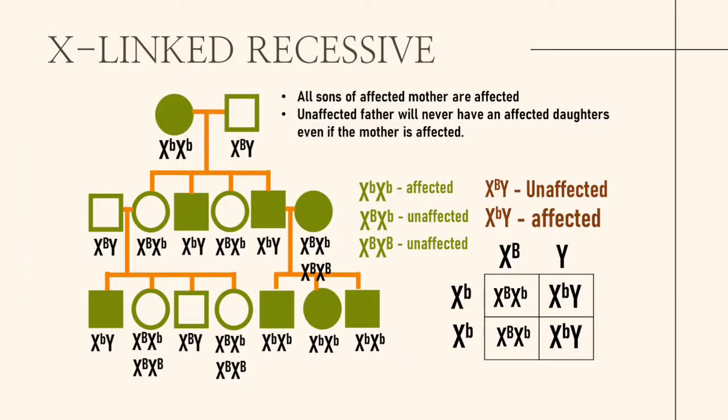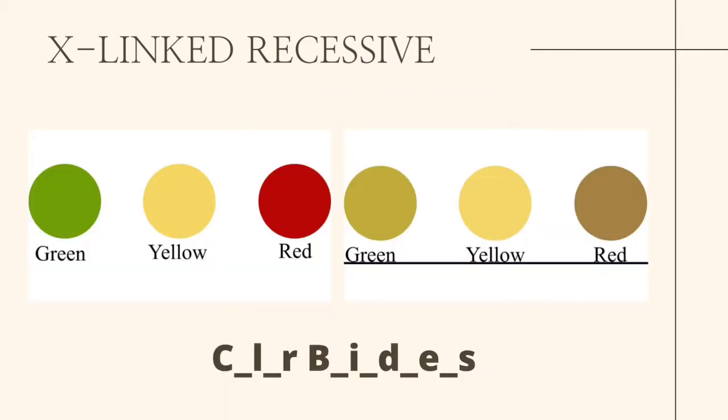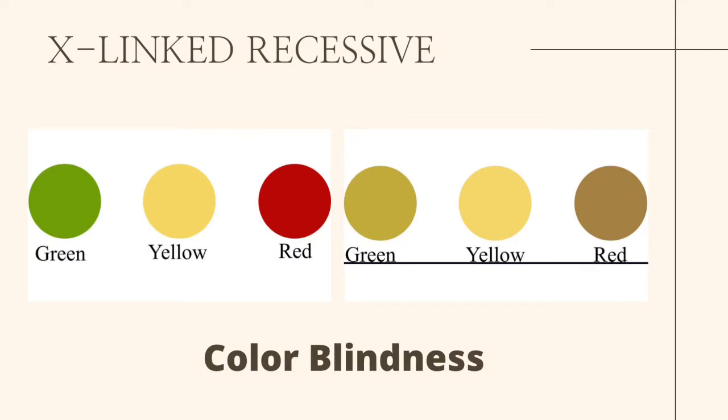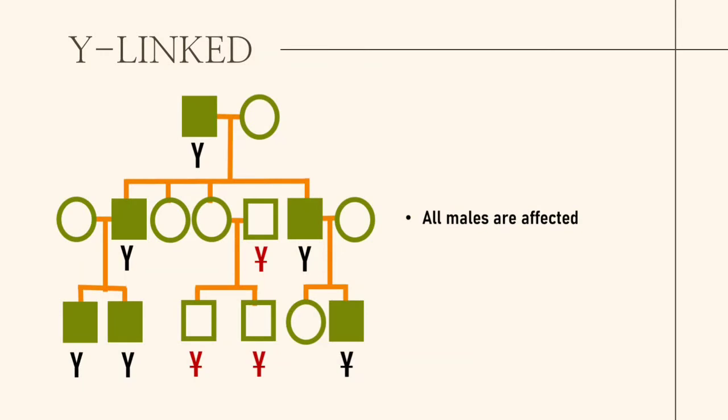Okay? Wherein always remember na kapag mother ang affected, ang naapektuhan will be the son. And then pag unaffected naman yung father, syempre hindi rin tayo magkakaroon ng affected daughters, okay? So most probably, color blindness is more dominant in males as compared in females, okay? So that is X-linked recessive example, which is the color blindness. Next naman tayo, we have here the Y-linked.